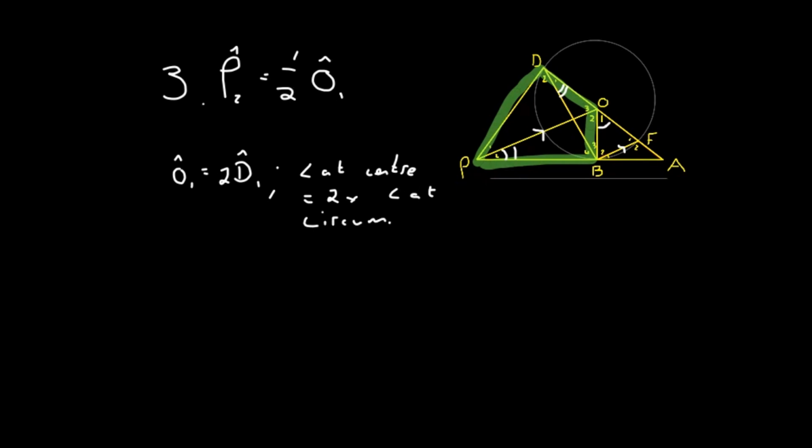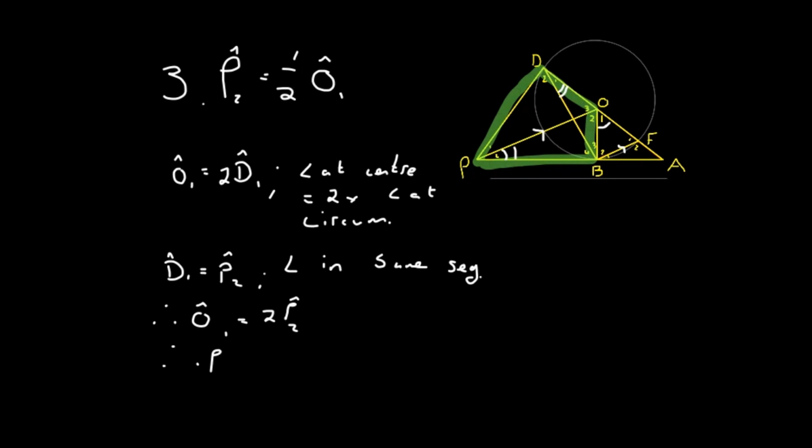All right, and then we could say, but D1 is equal to P2. That's already proven, but let's not be lazy. Angle in same segment. And after that, we could say, well, therefore, angle O1 is equal to 2 times angle P2. Don't need to give a reason for that. And to get P2 alone, we could say, well, therefore, P2. Now, using inverse operations, to get rid of that 2, we divide both sides. P2 is equal to 1 over 2 of angle O1.